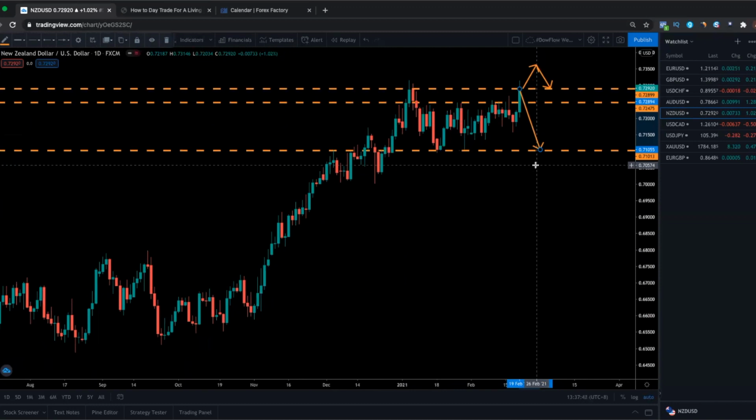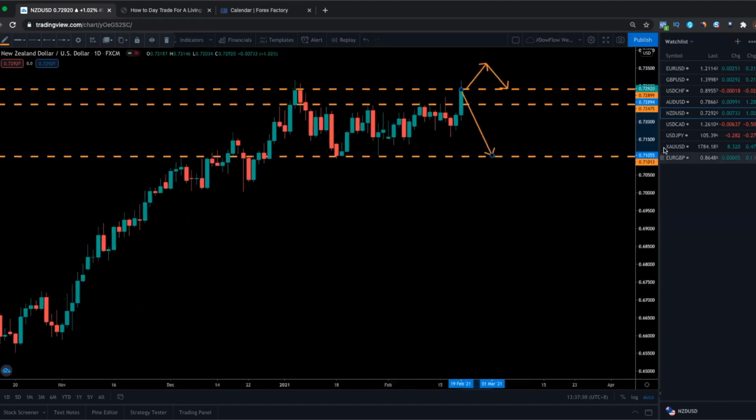This Kiwi dollar might be a bit tricky, so I advise you to stay away from this if you do not have the experience to trade breakouts.